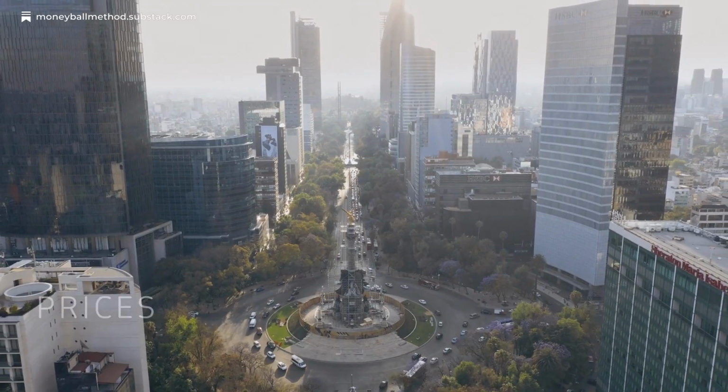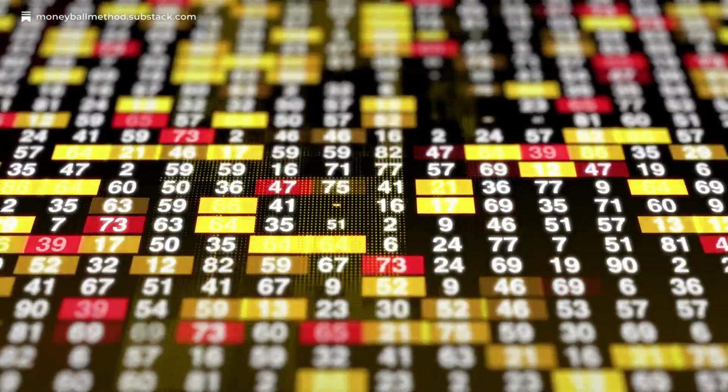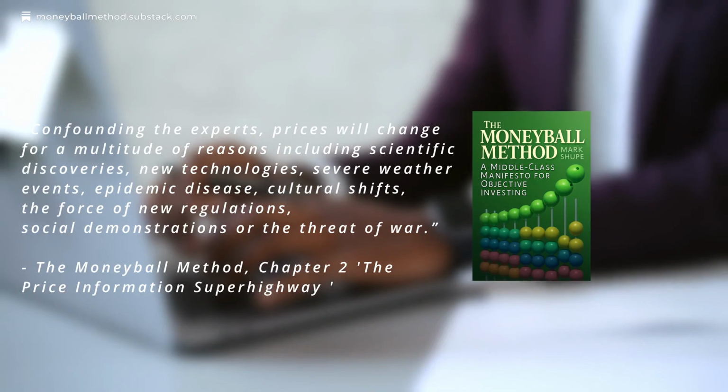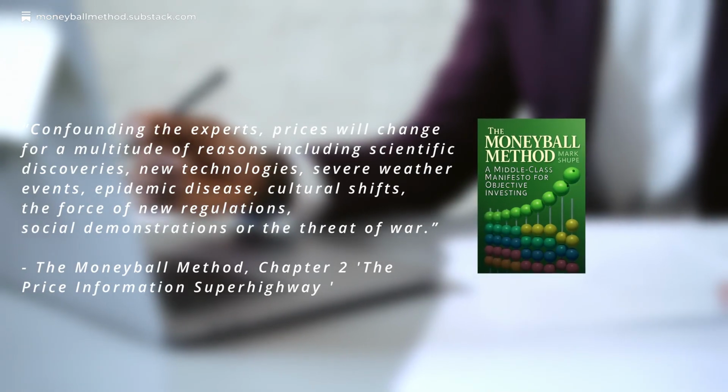The second thing I want to talk about with regard to capital markets is prices. Chapter 2 of my book talks about that. Prices are information. Specifically, prices are the decentralized information of millions of market participants throughout the world in all industries who trade value for value through free exchange. Quoting my book, Confounding the Experts, prices will change for a multitude of reasons, including scientific discoveries, new technologies, severe weather events, epidemic disease, cultural shifts, the force of new regulations, social demonstrations, or the threat of war. The point is that inflation and price increases are not the same thing. Prices can increase or decrease for many reasons. They do so automatically, they do so efficiently, and they are the most reliable indicator to producers, manufacturers, traders, and consumers as to where the best values lie.